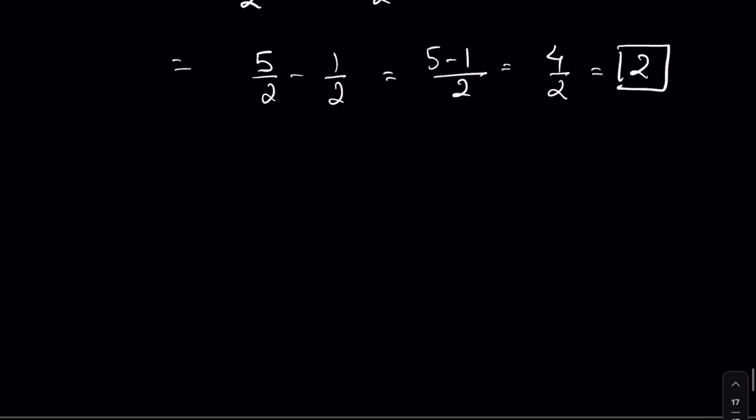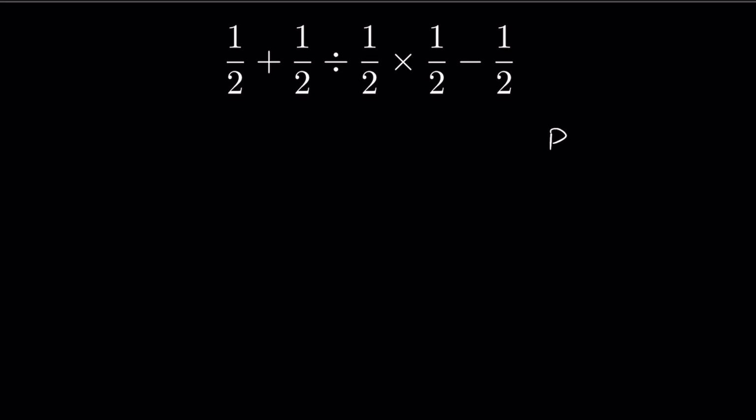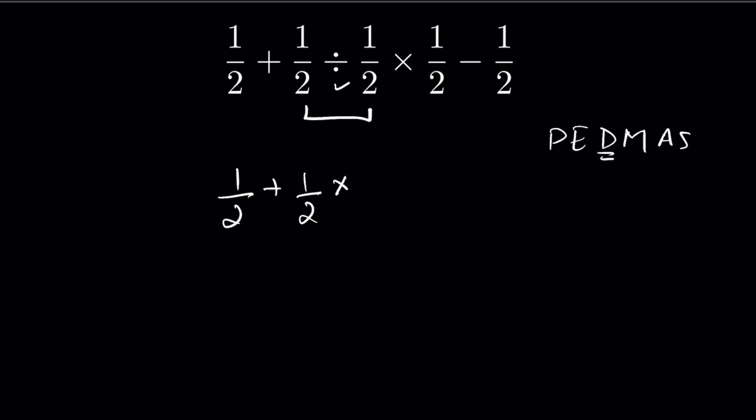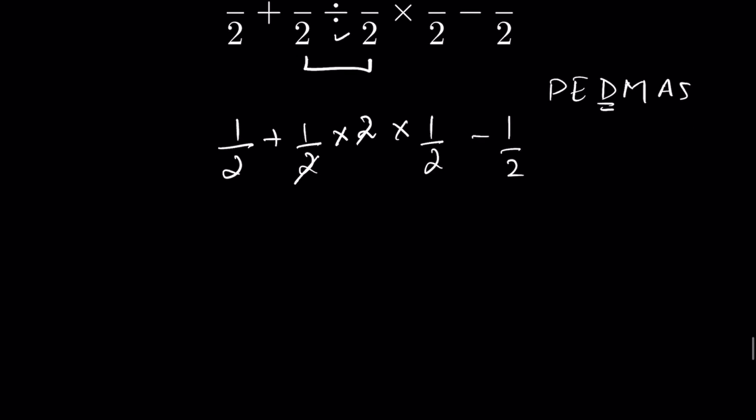Now let's follow PEDMAS. When we follow PEDMAS, it says division first, then multiplication. So we will do division first. 1/2 + 1/2, division then converts into multiplication. Now it becomes 2. Then times 1/2 minus 1/2. This 2 and 2 get cancelled. It is 1/2 + 1/2 − 1/2. Plus 1/2 minus 1/2 gets cancelled. Answer is 1/2.